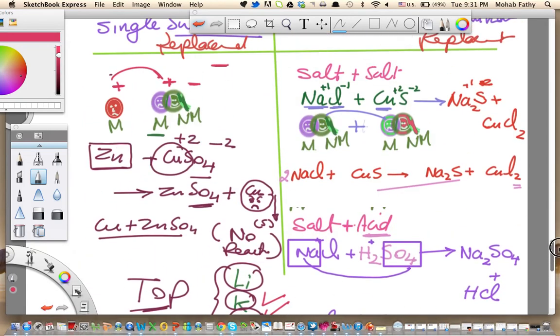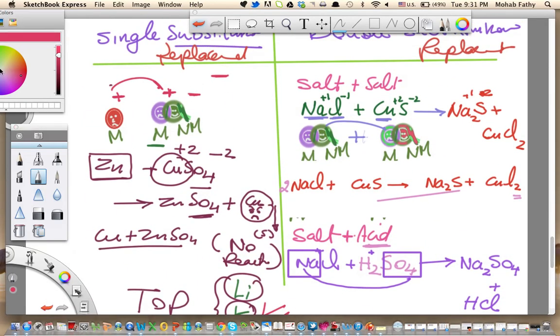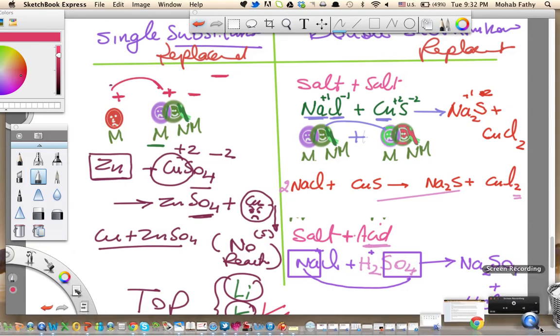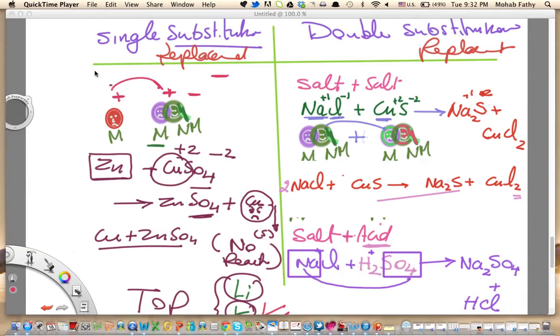What about the double substitution reaction, in which two compounds react together but substitute their cations and anions? Each one of them will replace the other in its salt. We took two examples: either salt plus salt, or salt and acid. These are the four kinds of reaction. And we will solve the questions, but before that I want to know what other topics we didn't go through. Balance reaction.